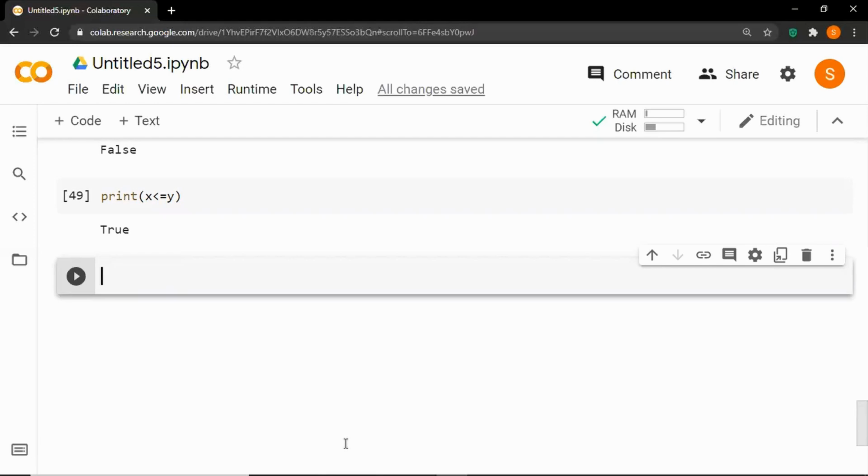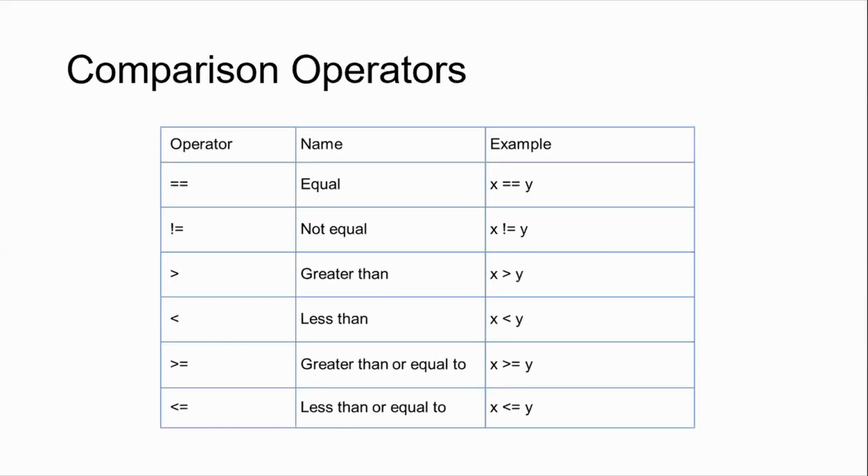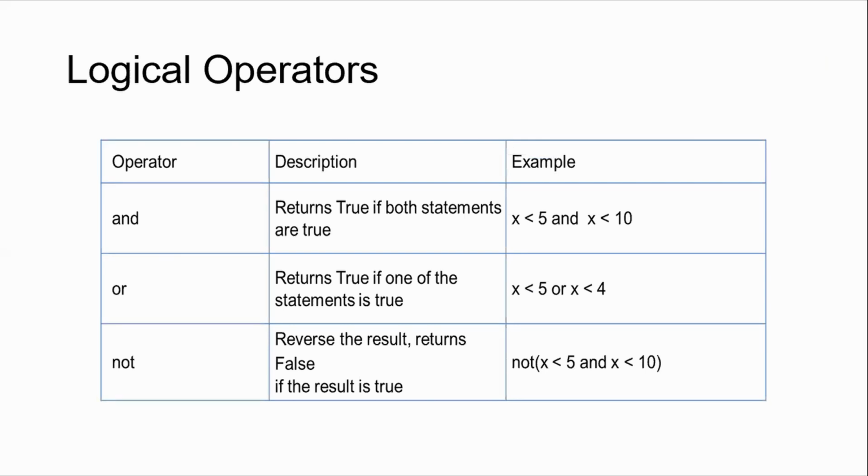So the next set of operators are logical operators. The logical operators are and, or, and not. They operate against Boolean expressions or Boolean variables. The and operator will evaluate to true only if both statements are true. If one of them is false, it will evaluate to false. In case of or, if one of the statements is true, then it will evaluate to true. Otherwise, it will evaluate to false.